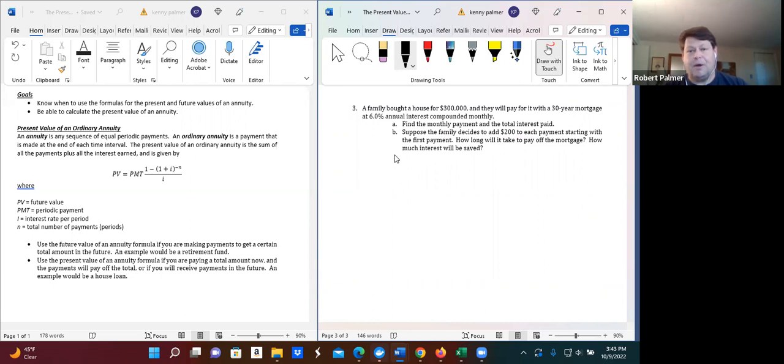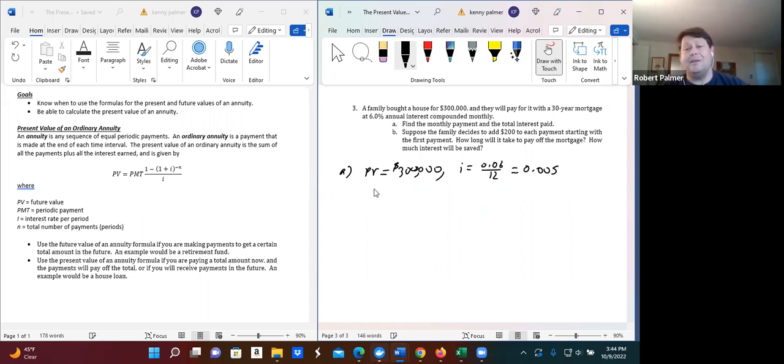So for part A, I want to find the monthly payment. So our present value, that's how much we're buying the house for, is $300,000. Then our interest rate, our I, is going to be, and once again, this is compounded monthly. It's the monthly interest rate, annual interest but compounded monthly. So 6%, which is 0.06, divided by 12. And that won't be a terribly bad decimal. No, that's going to be about 0.005.